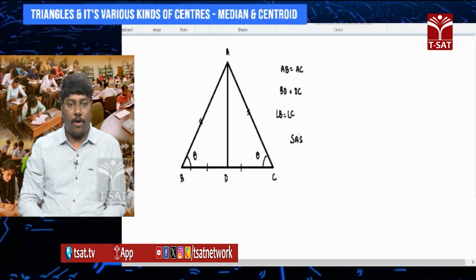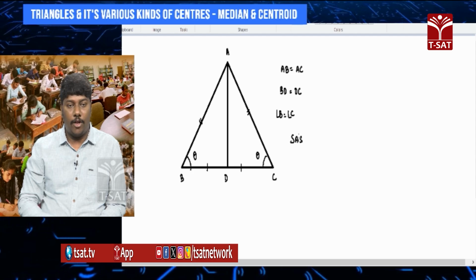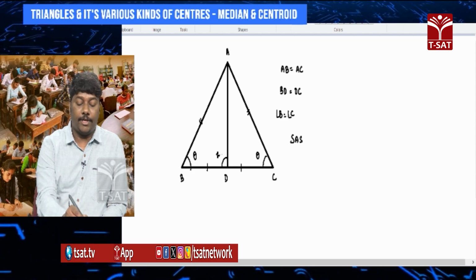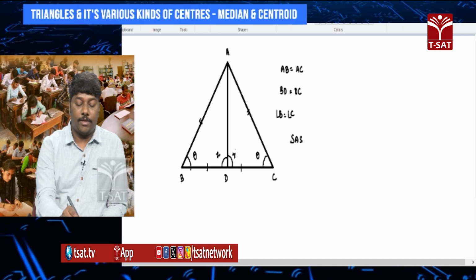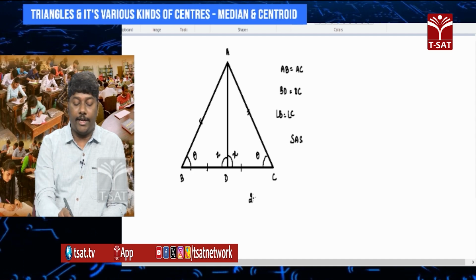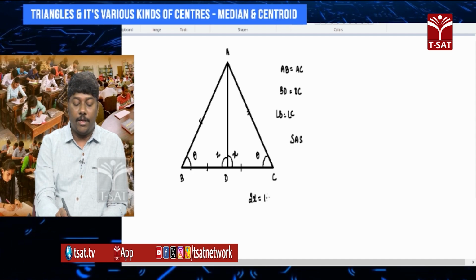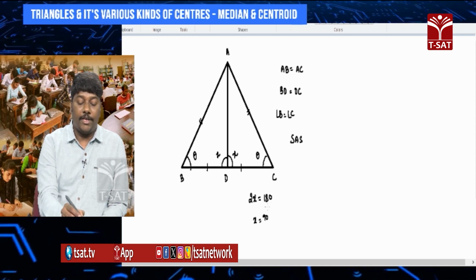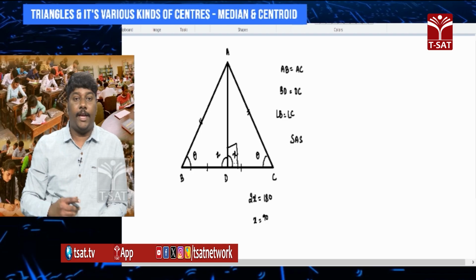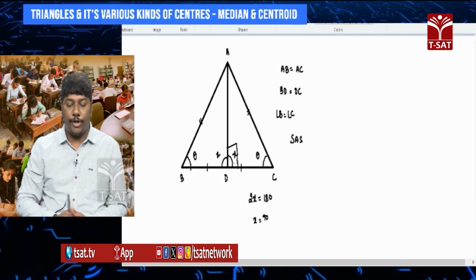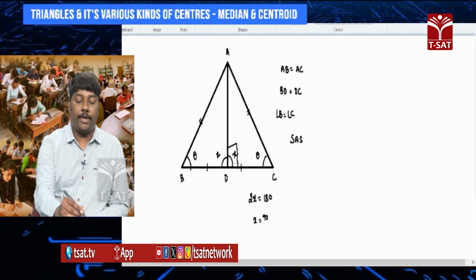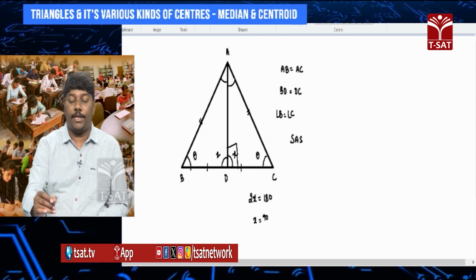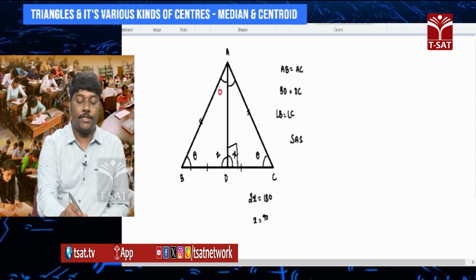And we all know that corresponding parts of congruent triangles are always equal. Corresponding parts means if this is x, therefore this is also x. This 2x is equal to 180 because it forms a linear pair. If 2x is equal to 180, x is equal to 90 degrees. If x is 90 degrees, this AD is also called altitude. And also this angle is equal to this angle because corresponding parts of congruent triangles are equal. If it is phi, this is also phi.